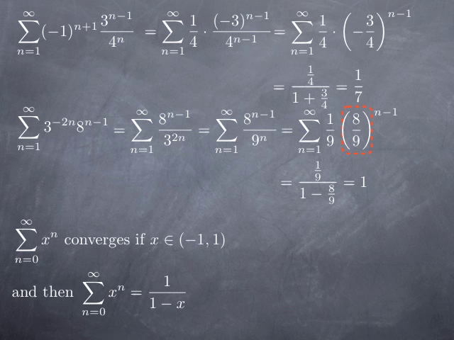Finally, another observation about this geometric series. If you look at the sum from 0 to infinity of x^n, that's a geometric series of common ratio x, and therefore it is convergent if x in absolute value is less than 1, in other words, if it is strictly between -1 and 1. And in that case, we have an explicit formula for the sum of the series, which is the first term, that's x^0, that's 1, divided by 1 minus the common ratio x.